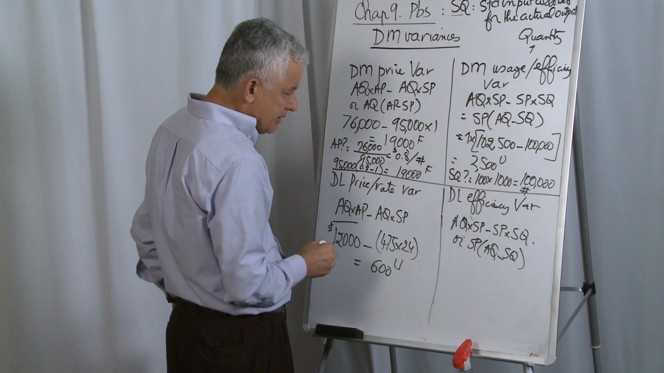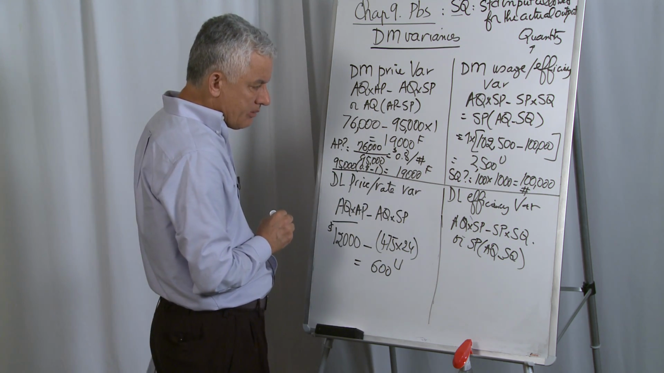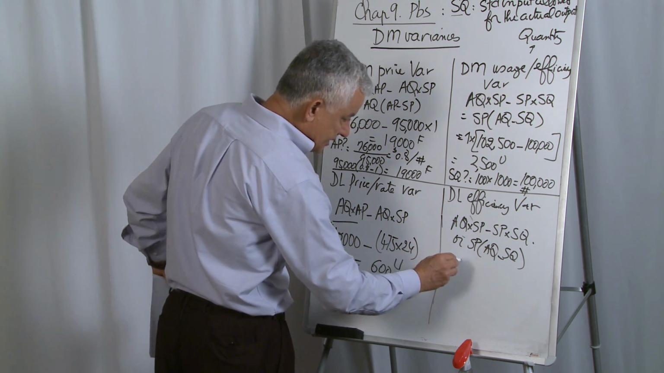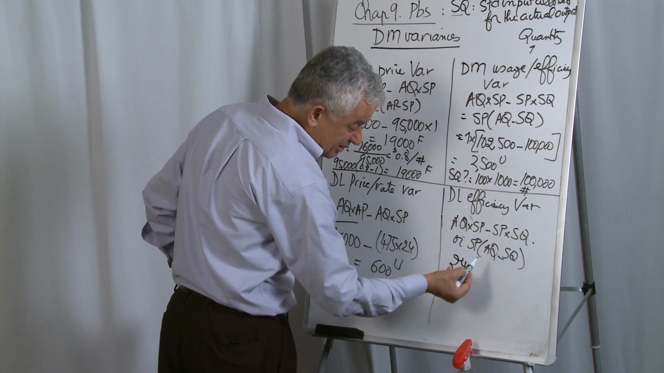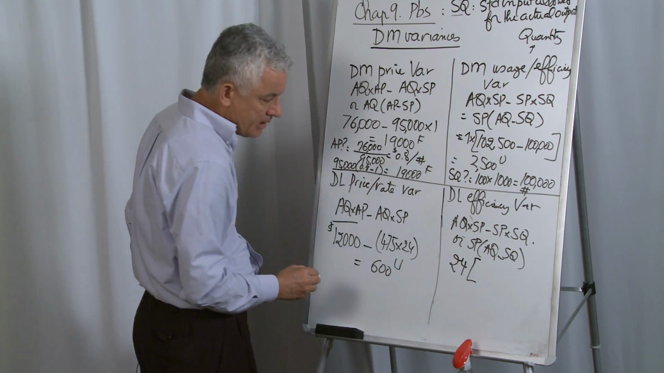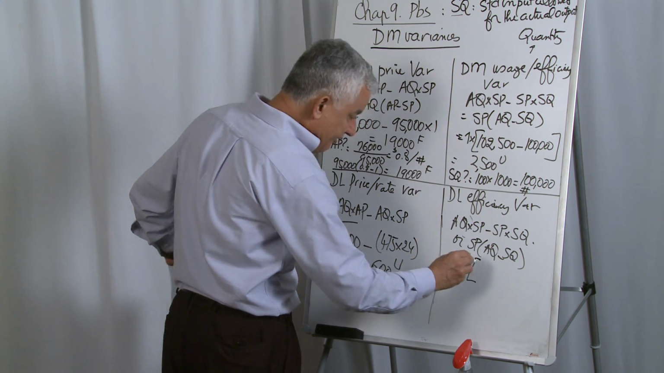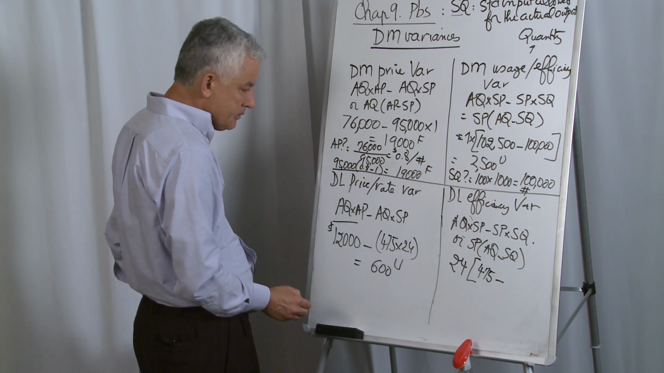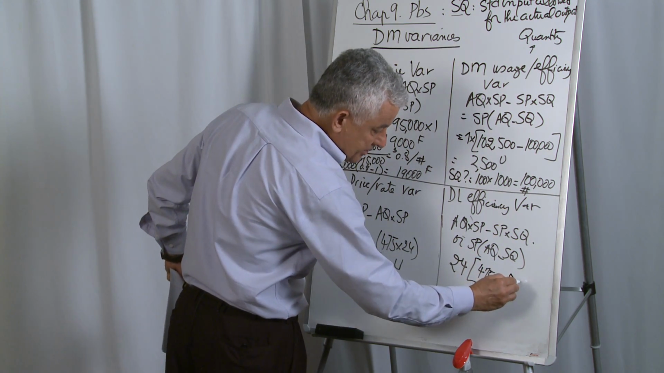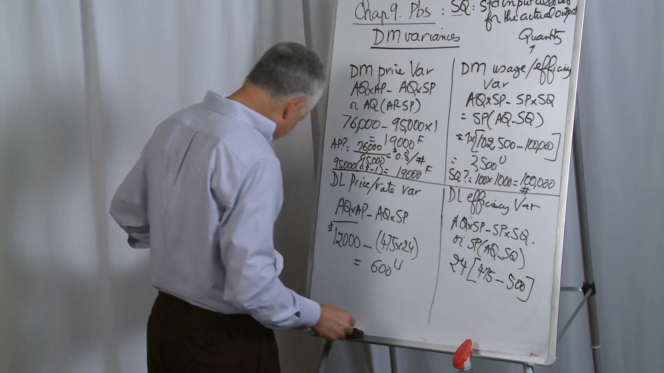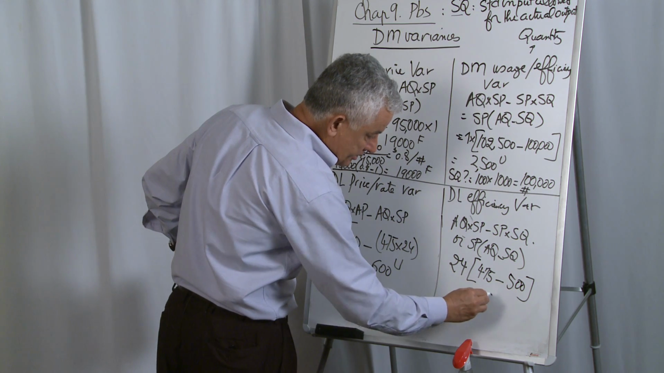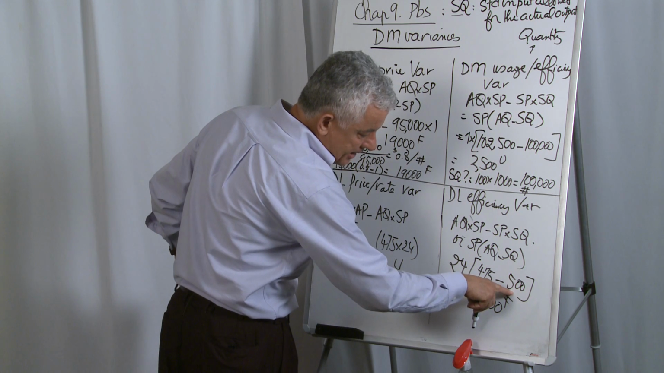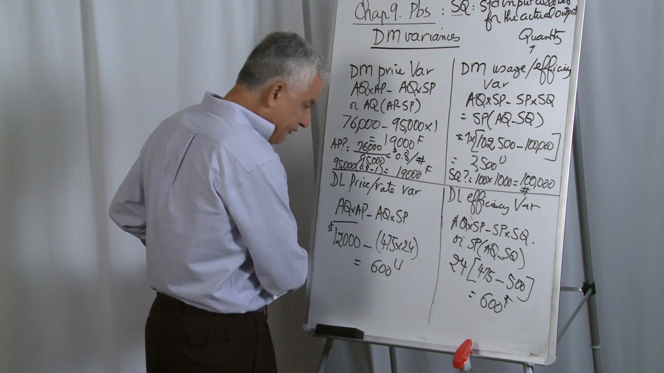Then let's calculate now the direct labor efficiency variance, which is going to be equal to the standard price, which is the standard rate. Standard price or standard rate are used interchangeably. They mean the same thing. Times 475, which is the actual quantity of direct labor used, minus 500, which is what the standard called for, which is $600 favorable.